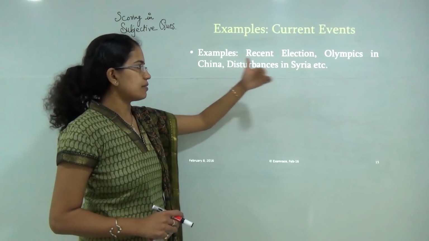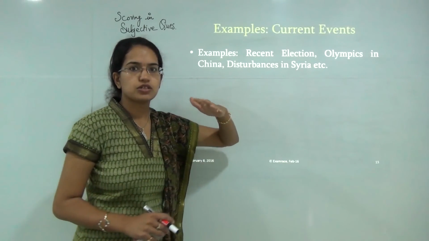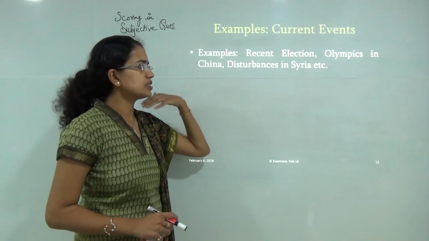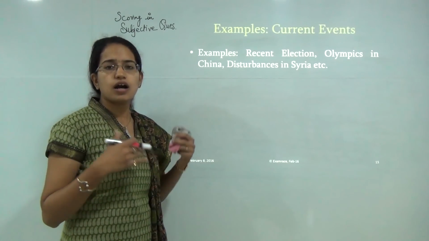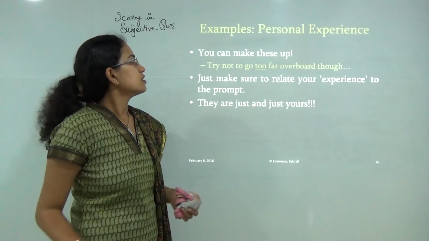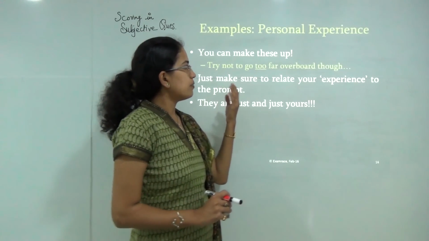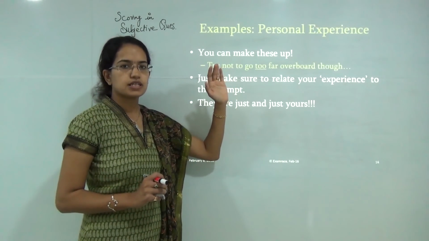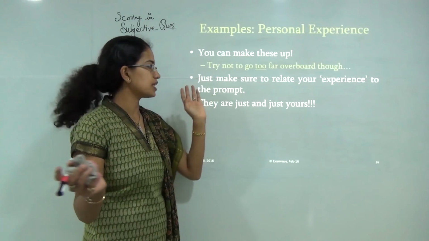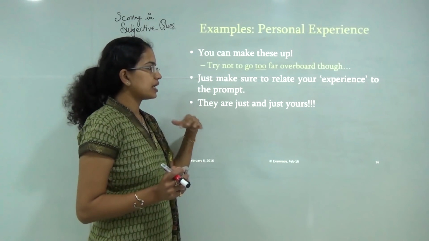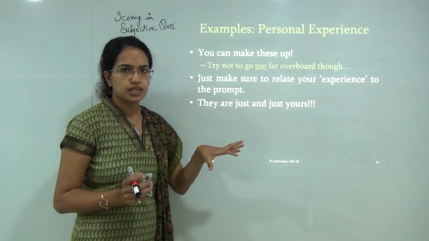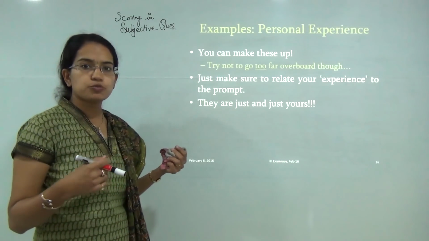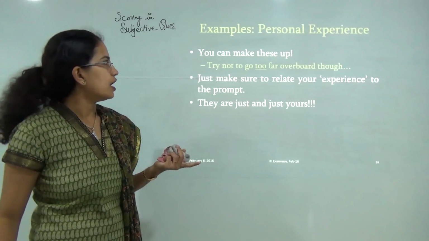So you have, for example, disturbance in Syria. If there is a question on international relations and there is some disturbance in Syria that is going on, just try to mention it in the answer itself. Then try to jot down your personal experiences. Try not to go very far into personal experiences or very extreme circumstances, but try to relate your experience to the prompt that has been asked in the question. That would make the answer much more unique as compared to others.